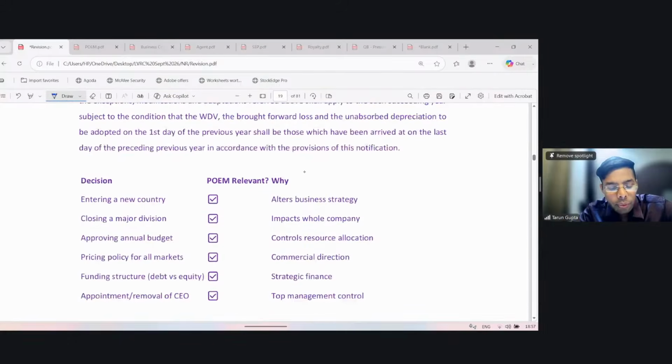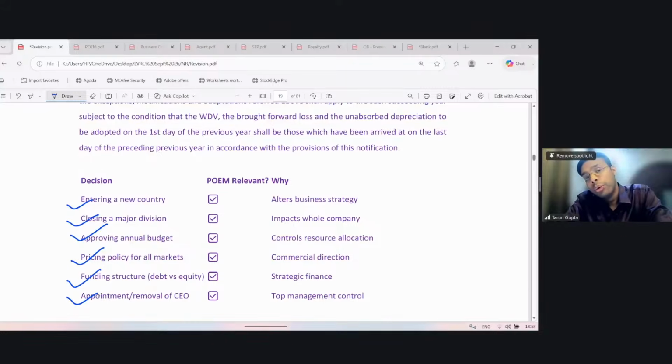Now, see what all reasons are relevant to determine the POEM. The reasons include: to enter a new country, to close a major division, to approve the annual budget, pricing policy for all the markets, funding structure, appointment or removal of a CEO. So the person or the authority or the committee taking this decision is relevant for determining the POEM of such company.